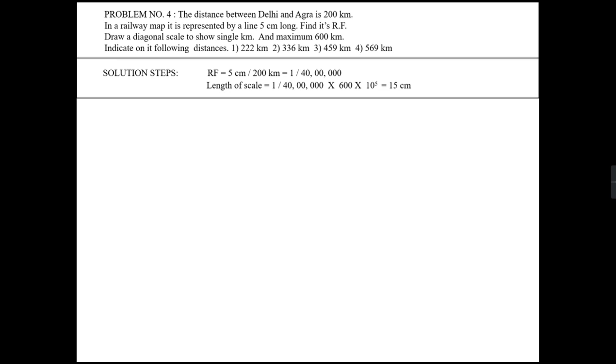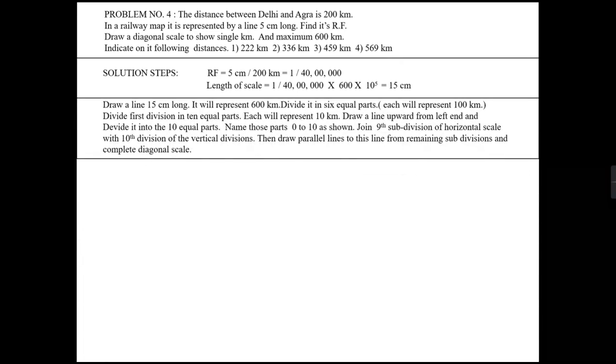Then the length of the scale will be the maximum length, that is 600 kilometers. We can multiply the maximum length with the RF, so it is coming out to be 15 centimeters. So first draw a line of 15 centimeters long. Then it will represent the 600 kilometers.